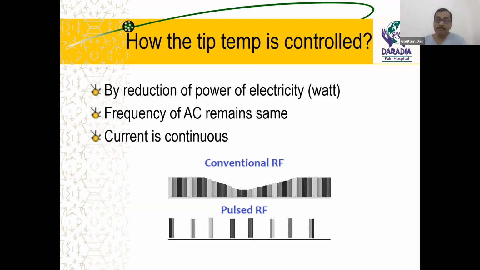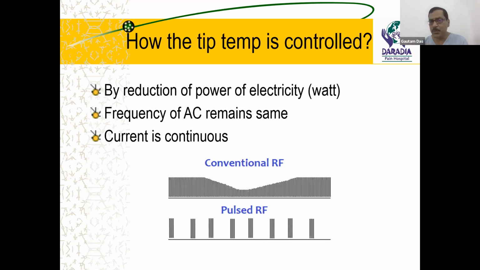But there is another means by which you can keep the temperature at a lower level. What is that? That is called pulsed radio frequency. So what are we doing in pulsed radio frequency? We give the 300,000 hertz at a certain power. Then we stop the electricity. There is complete silence. Then again we give it. Then again complete silence. If you apply this high frequency 300,000 hertz electricity at a certain power in this way, that is called pulsed radio frequency.